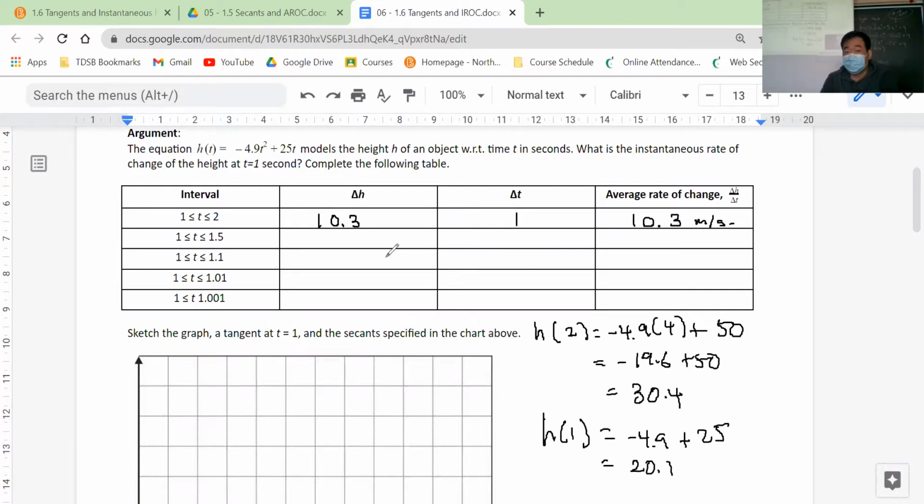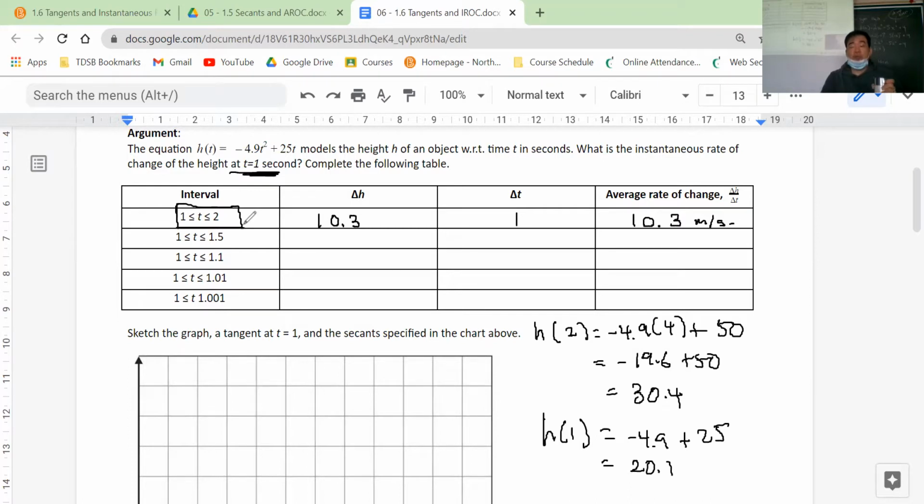Question? Why'd you put 20 in here? Yeah, and then 10 up there. It's a difference. I am subtracting. Remember, I'm doing delta H over delta T. I'm doing slope. I'm looking to see what the instantaneous rate of change is at 1 second.